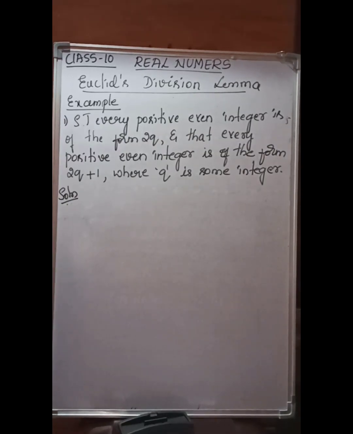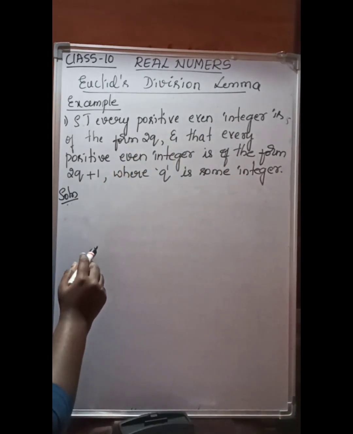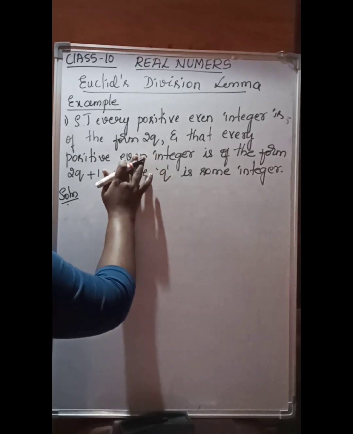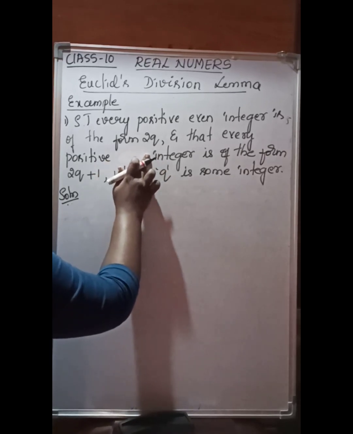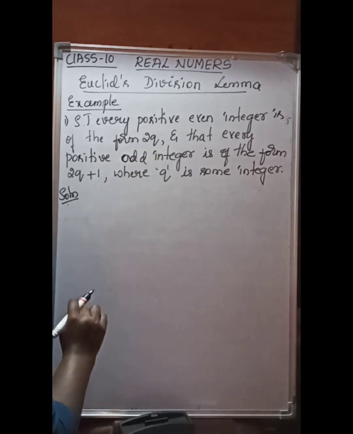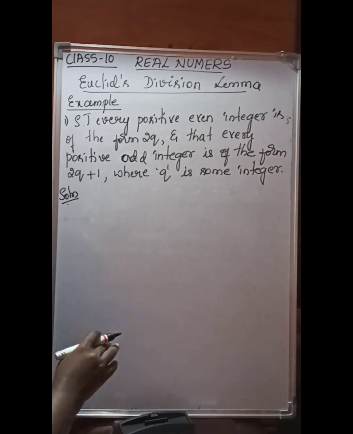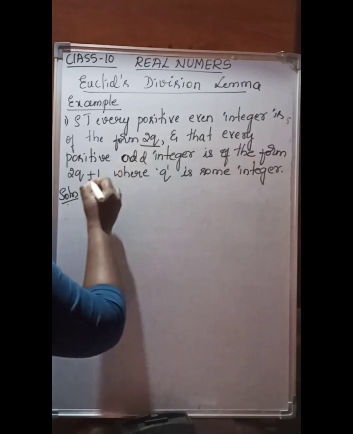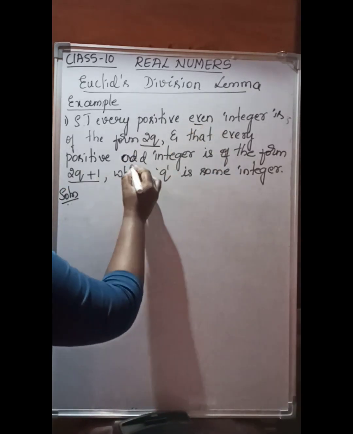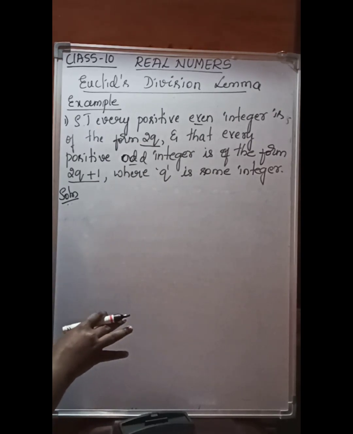Consider this example problem: show that every positive even integer is of the form 2q and that every positive odd integer is of the form 2q plus 1, where q is some integer. Here we have to prove that 2q and 2q plus 1 exist in even form and odd form. So how to prove this one? We have to use Euclid's division lemma method.